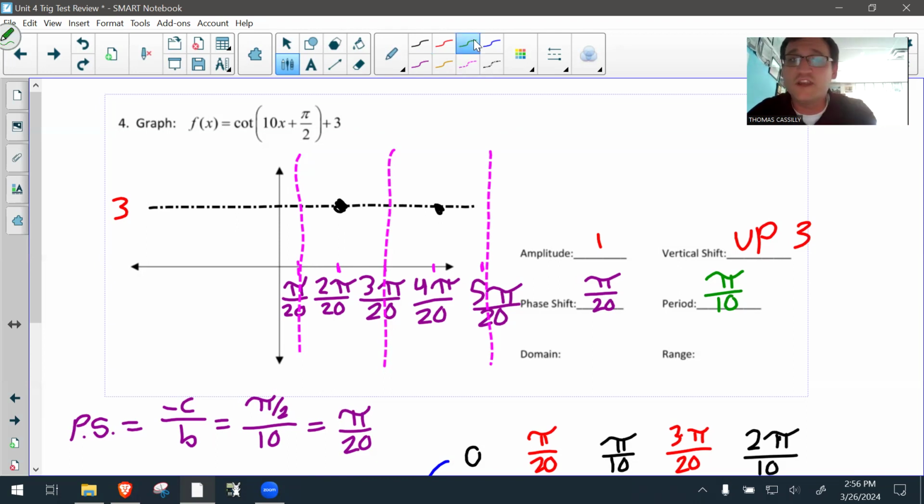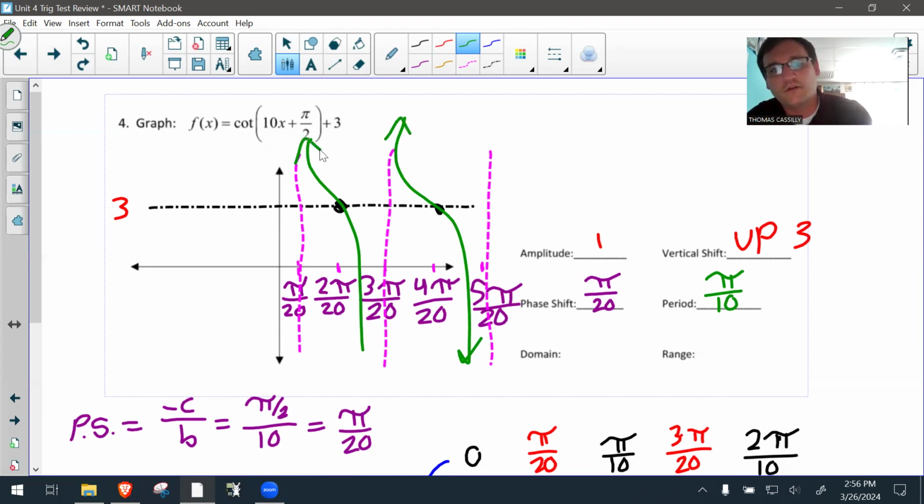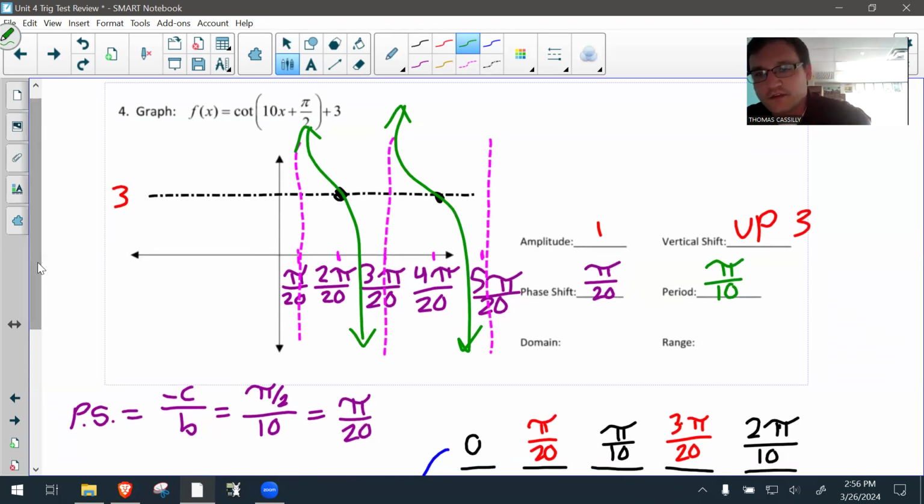All right, so now let's just go ahead and graph this thing. It is a cotangent. Cotangent starts at the top and kind of goes down. So it looks something like this. That is our cotangent function. Now, the range on these things is negative infinity to positive infinity. All right. The domain, though, the domain is everything that is not an asymptote.